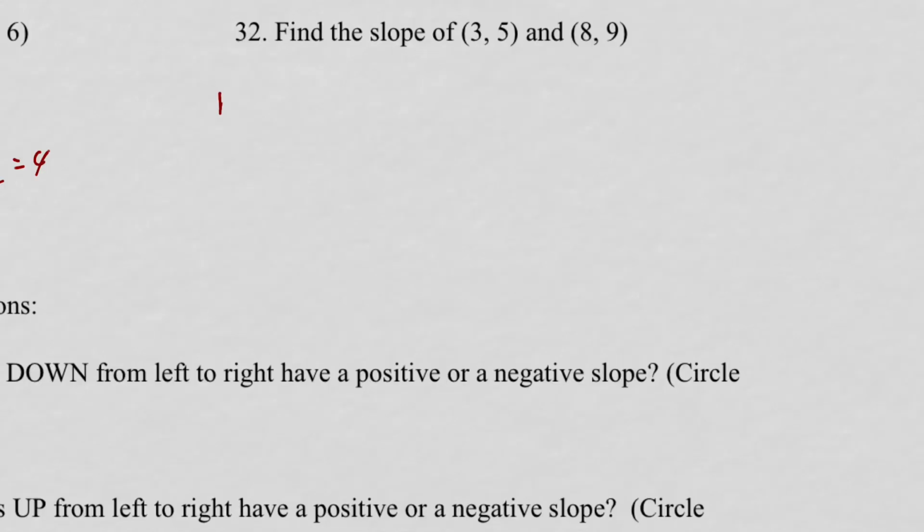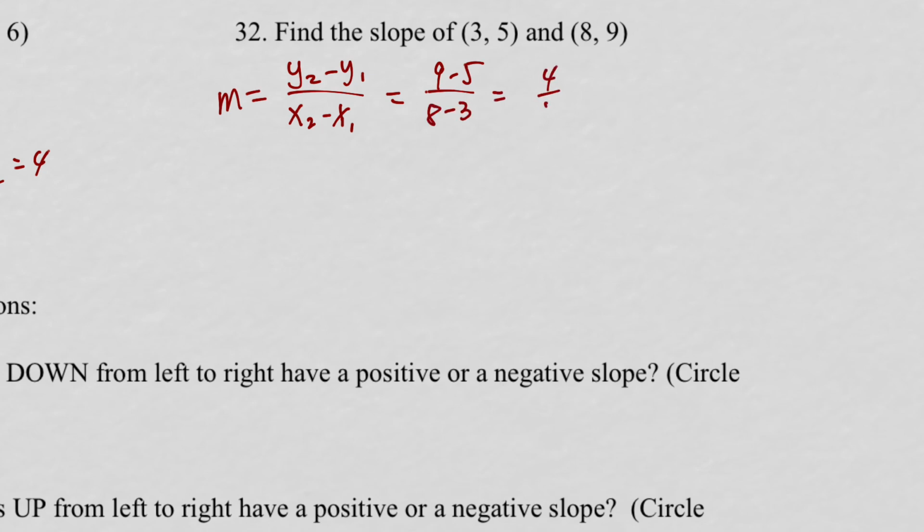The slope formula is the rise, which is the change in the y values, over the run, which is the change in the x values. So y2 minus y1, 9 minus 5, over x2 minus x1, 8 minus 3, which is 4 over 5. And that's it.